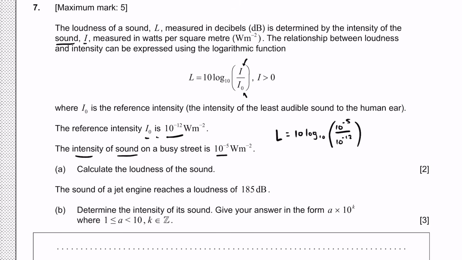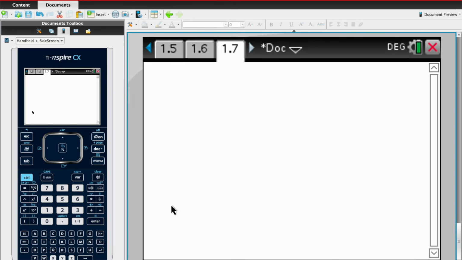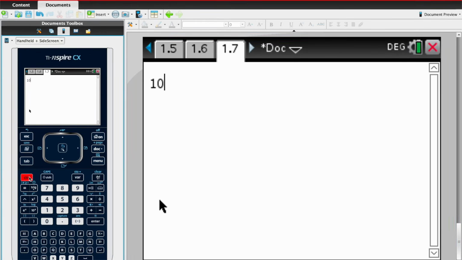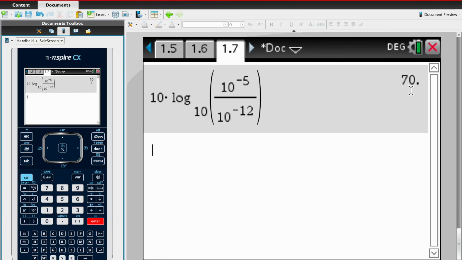Let's actually go ahead and do that. So here we are. Get a new screen. We will write 10 times, and then here's our log, and this is log base 10. In the original question, it had that subscript 10, that's our base. Then we want a fraction. The numerator was 10 to the negative 5, and the denominator was 10 to the negative 12. All right, there it is. And there's our answer of 70 once again. It's a decent way to do it as well.